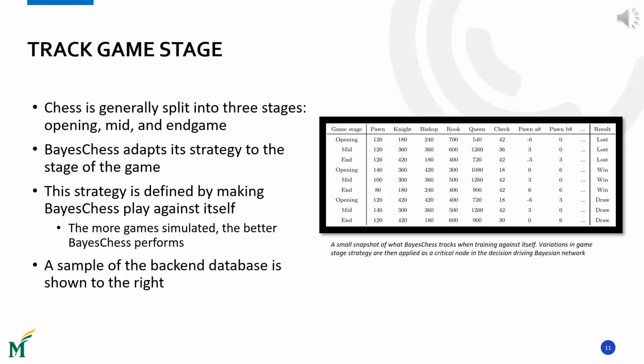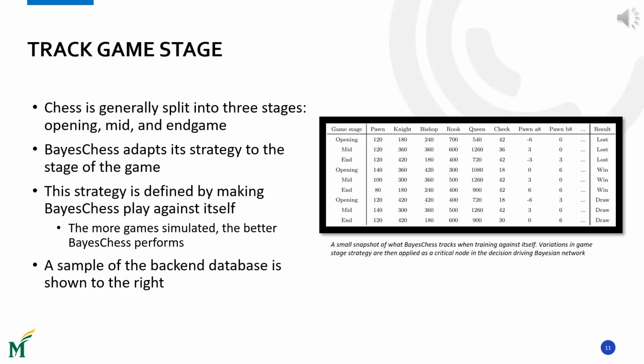BayesChess adapts its strategy to the stage of the game, creating a more dynamic and interesting game for the player. An example of this would be at the beginning of the game, the engine's going to protect its king and keep it safe from harm without moving it too much. But towards the end game, the engine might start moving its king out from safety in an attempt to assist its pawns moving up the board.